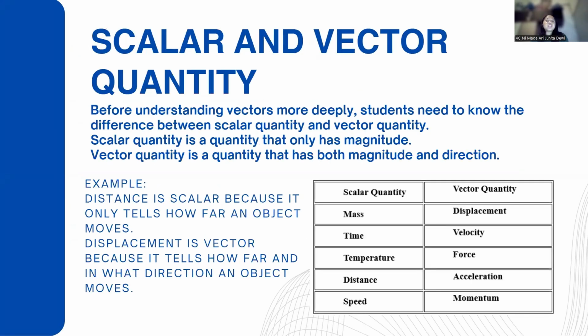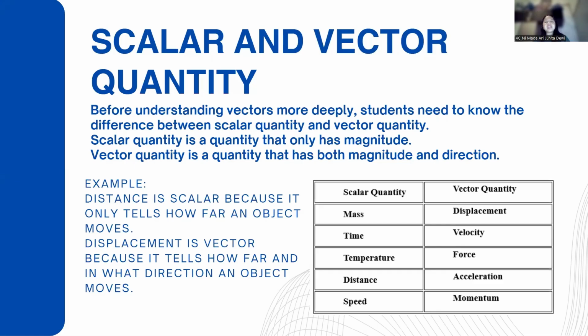Before we continue, we need to understand the difference between scalar quantity and vector quantity. A scalar quantity is a quantity that only has a magnitude. It does not have a direction. For example, mass, time, temperature, distance, and speed. If I say the temperature is 30 degrees Celsius, it only gives the value, there is no direction, so temperature is a scalar quantity.